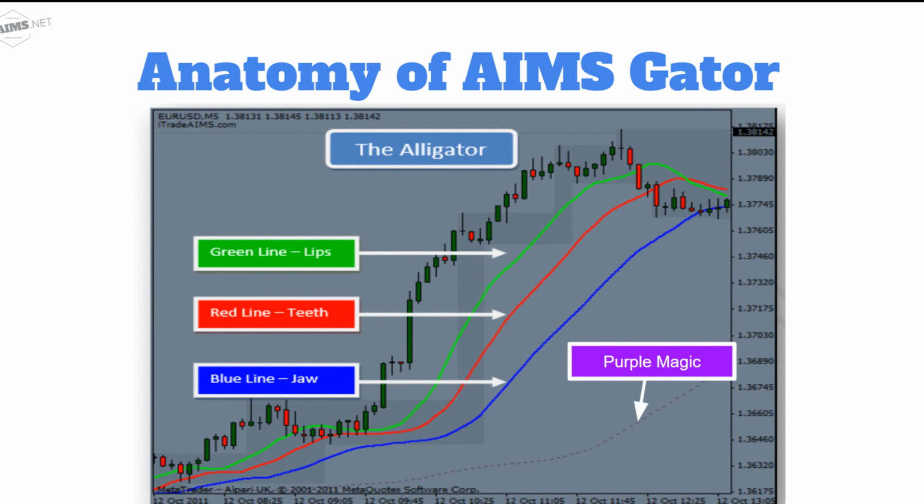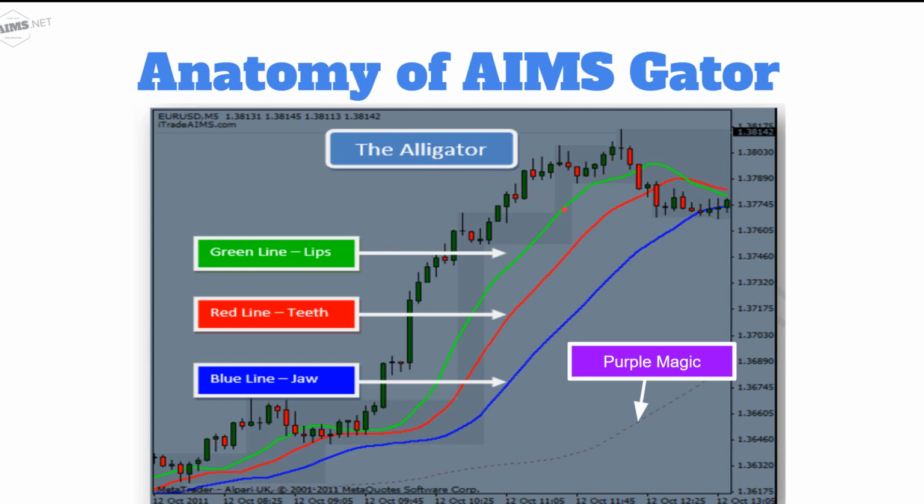So what is AIMS Gator actually made of? This is the classic picture that I've taken from the book. As you can see, it's from somewhere around 2011. It's the same thing. The box is the same. The candles are the same. The Gator is the same. So this is AIMS Gator.